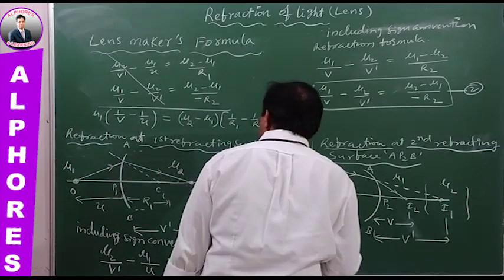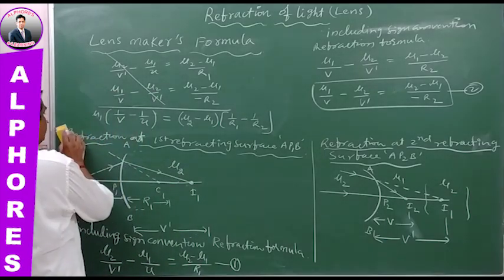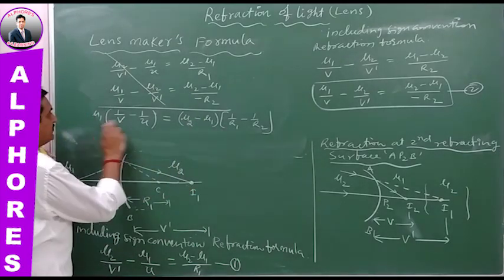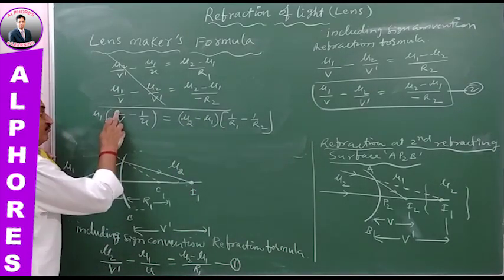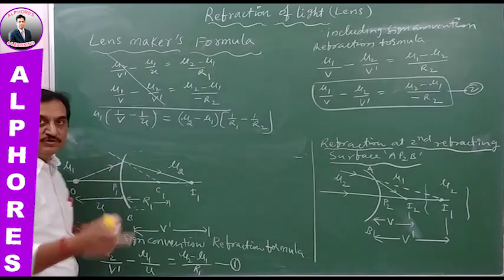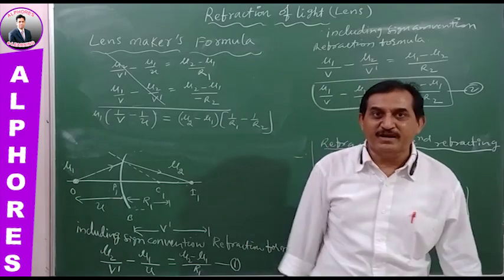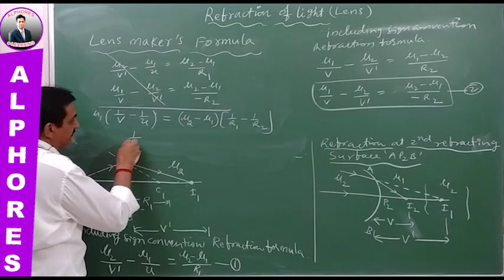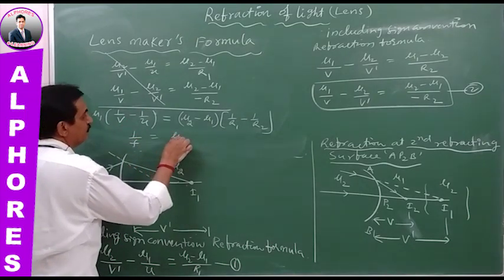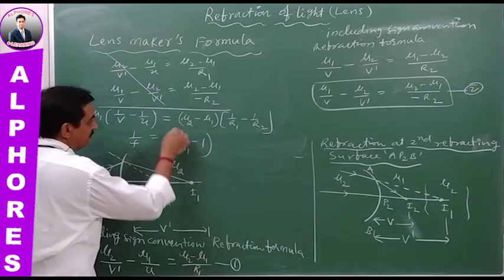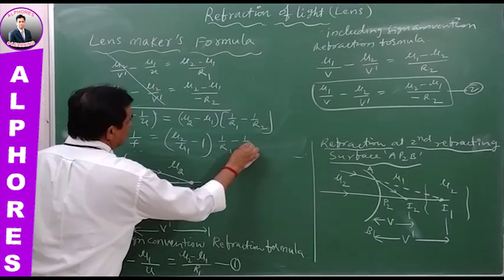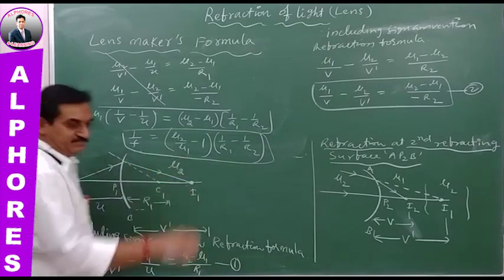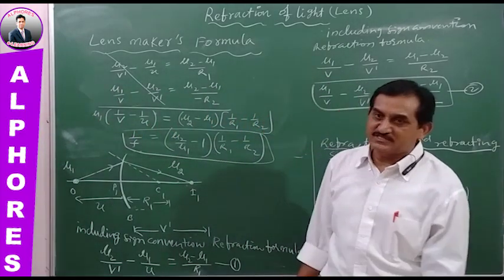Again, I am going to modify this equation. Taking mu 1 to this side, 1 by V minus 1 by U is equal to 1 by F. It is the lens formula. Therefore, instead of 1 by V minus 1 by U, we can put 1 by F. And mu 1 taken to this side, we get 1 by F equals mu 2 by mu 1 minus 1 into 1 by R1 minus 1 by R2. So this is the lens maker's formula.